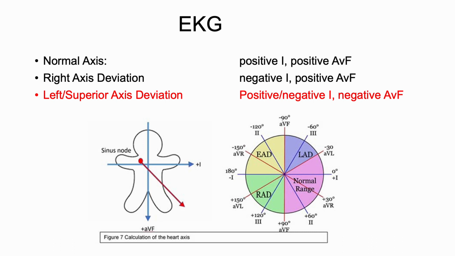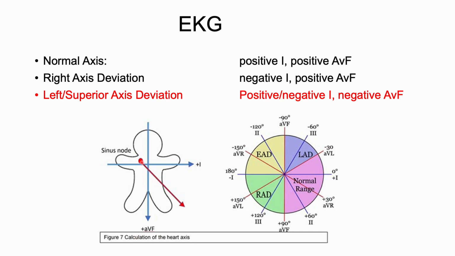EKG, again, similar to the chest x-ray. I don't think today you are going to make a diagnosis of a cyanotic heart disease based on your EKG, but it is good practice to understand how the EKG reflects what is going on in the chest of the child and how it can help you. So just a little brief review of what the axis of an EKG is.